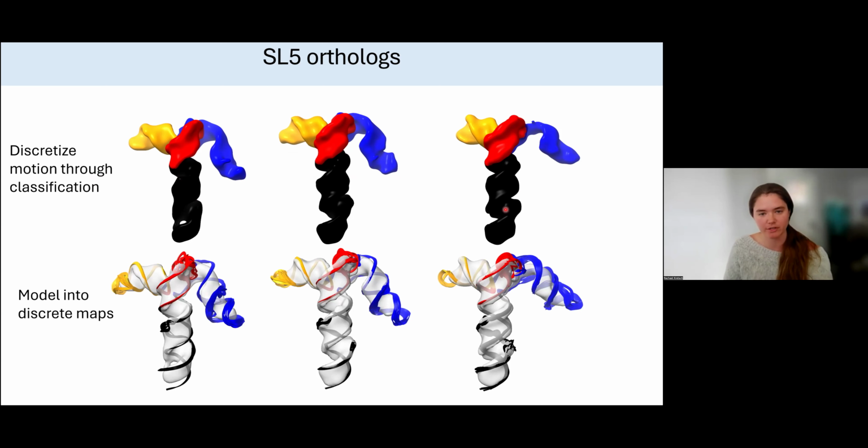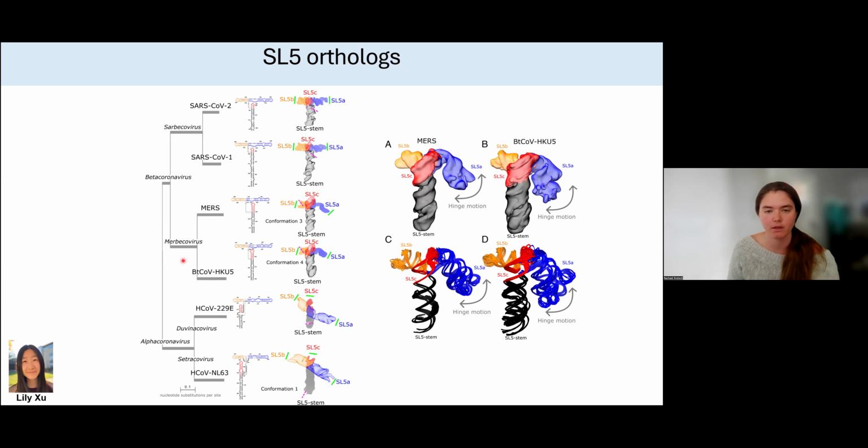And we had our 3 discrete maps in this case, and we modeled into each map, creating a very large ensemble of potential structures of this RNA that mainly differ in this blue helical region moving up and down, and then, for example, in this red loop where we have very low local resolution, so our confidence in the structure is very low. So what does this mean for our hypothesis that these conserved loops are equidistant throughout this whole family of RNAs?